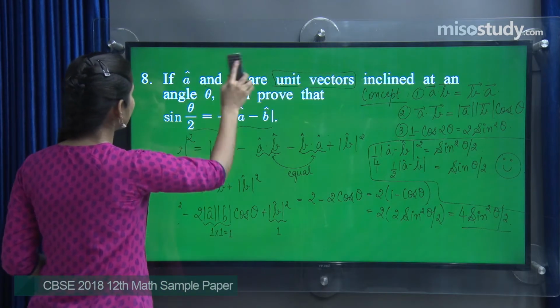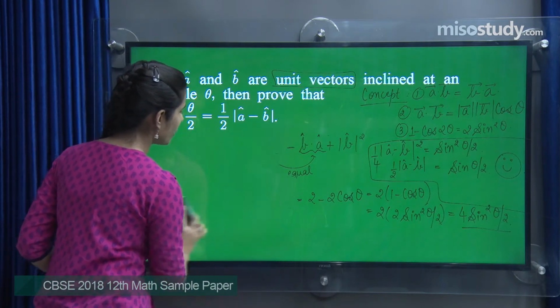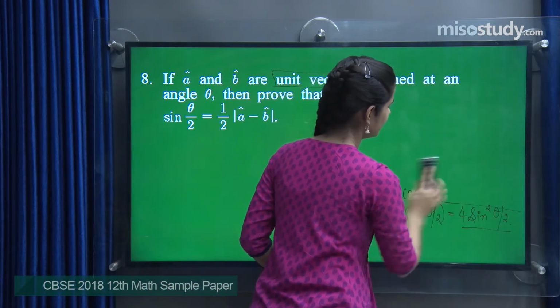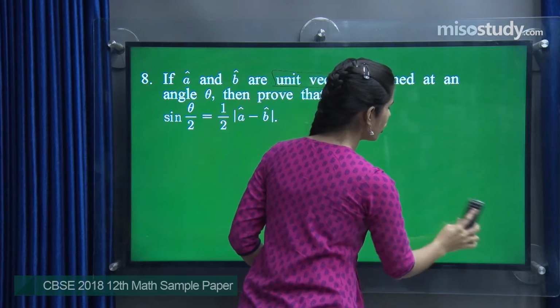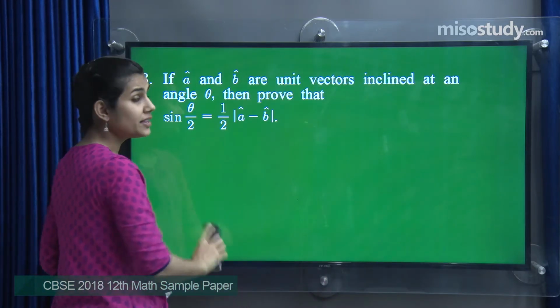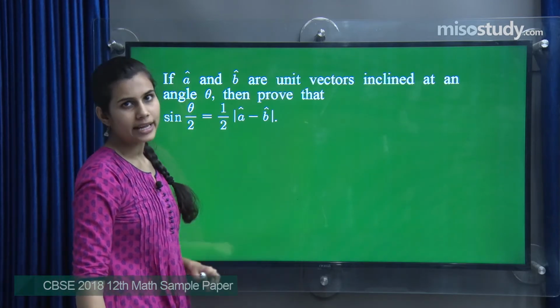Let's see what happens to be our next query. Keep yourself clear with the concepts that I am writing, because they are the ones which are going to help you deal with any question based on the same idea.